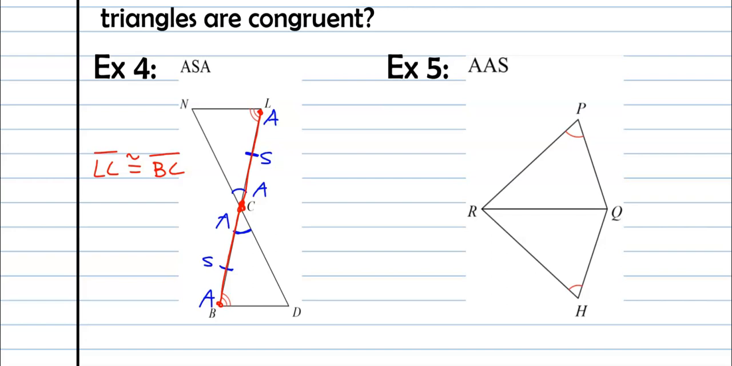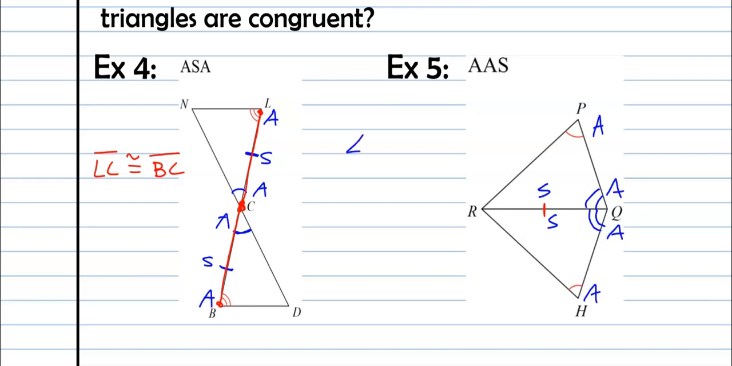All right, and then example 5, this time we want to use angle, side, angle or angle, angle, side, AAS. So once again, I'm going to mark what we know. Looks like we have a shared side, so we can mark it. Looks like we already have angle P congruent to angle H, so we need another set of angles. And there's actually 2 different ways that we could do this one. We could mark this angle and this angle. So we could go angle, angle, side, angle, angle, side. We could do it that way. So I'm going to start with that one first.